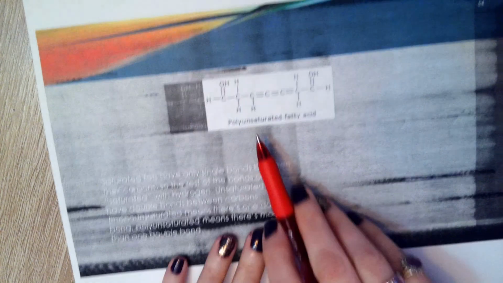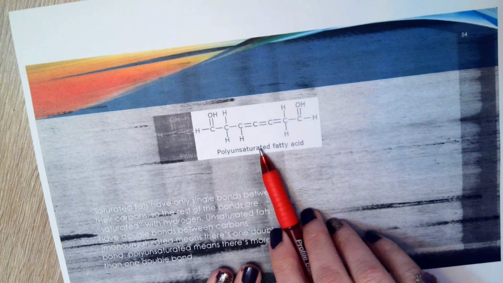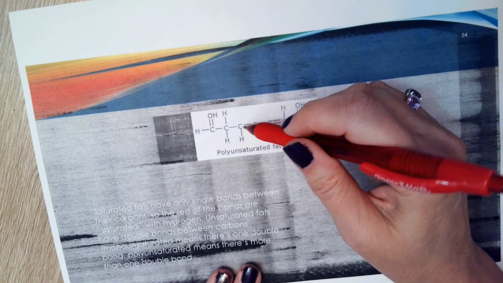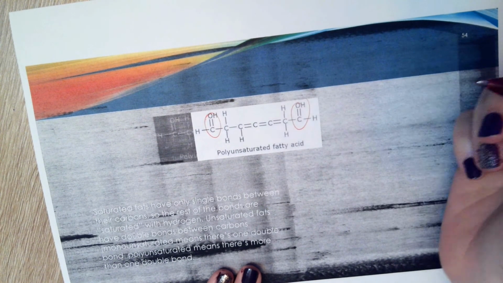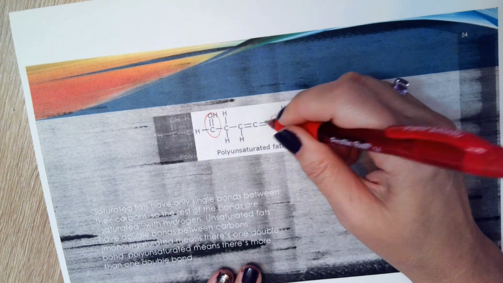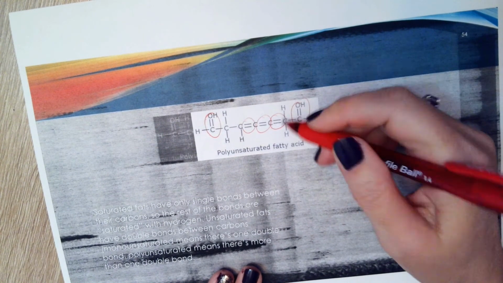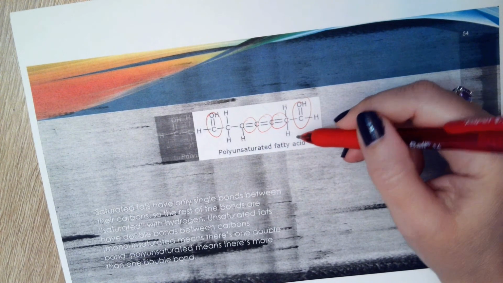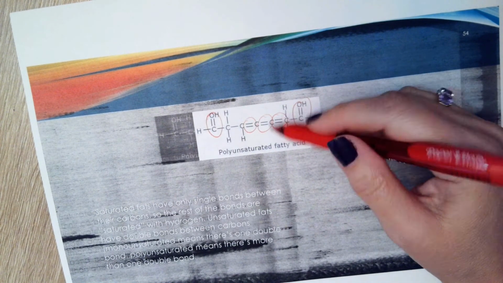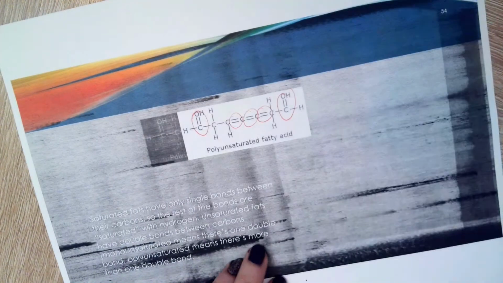Okay, so here's a picture of a polyunsaturated fatty acid. This one has a bunch. We have our one between a carbon and oxygen. Then over here again, there's another one. Then all these carbon-carbon double bonds. This is just a really unsaturated fatty acid. So the more we have, the more unsaturated it becomes.